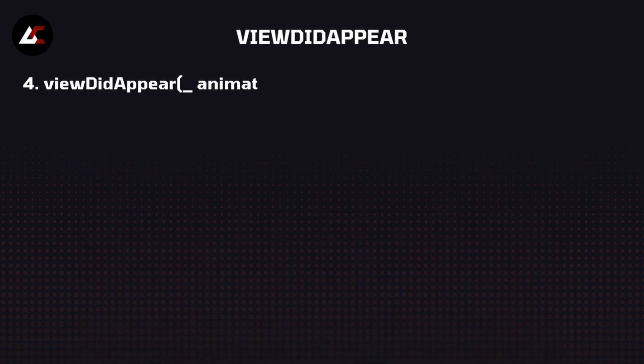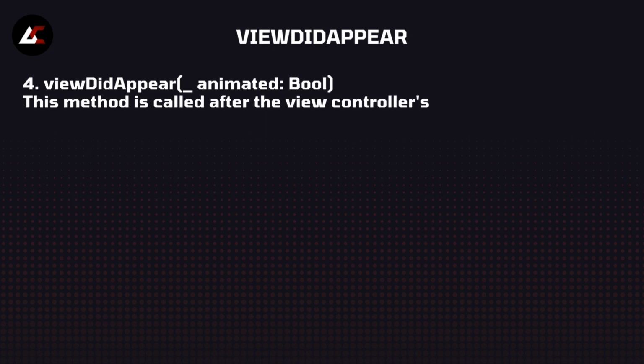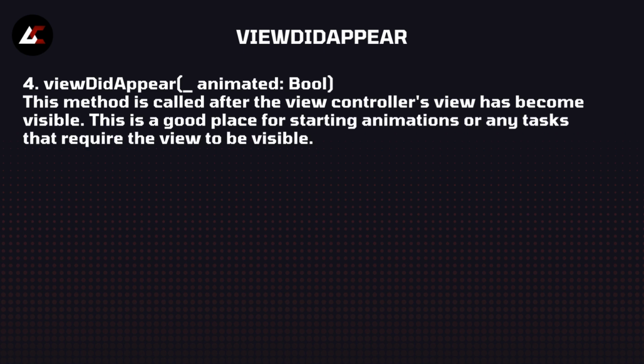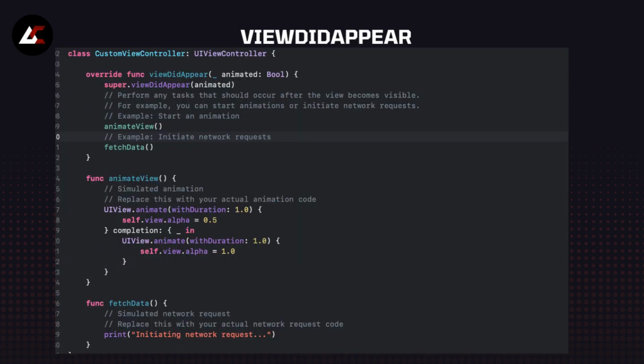viewDidAppear. This method is called after the view controller's view has become visible. This is a good place for starting animations and any task that requires the view to be visible. In this method, you can perform tasks that should happen every time the view becomes visible, such as starting animations.